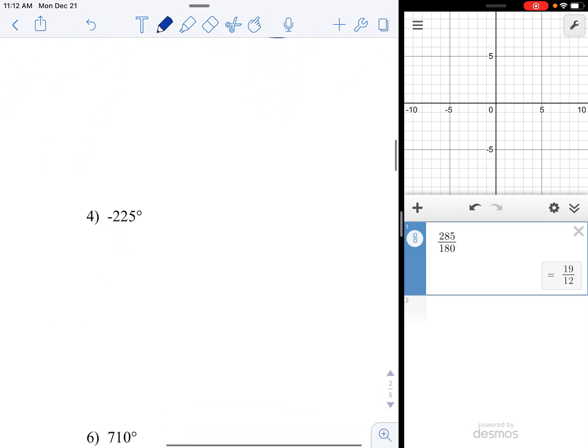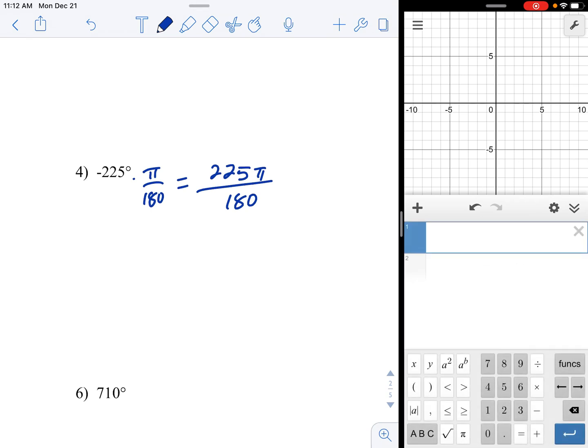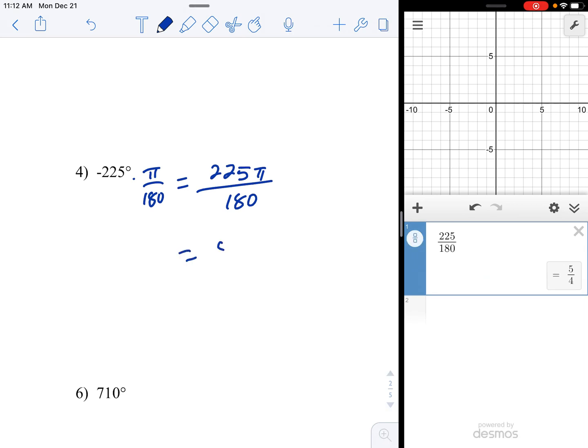All right, let's do this on number 4. So convert, we need to multiply by pi over 180. That gives us 225 pi over 180. Can you reduce 225 and 180? For sure you can. You can do it by hand by dividing numbers out, or you can use a calculator. 225 over 180, and then hit the fraction button: 5/4. So that's 5 pi over 4.